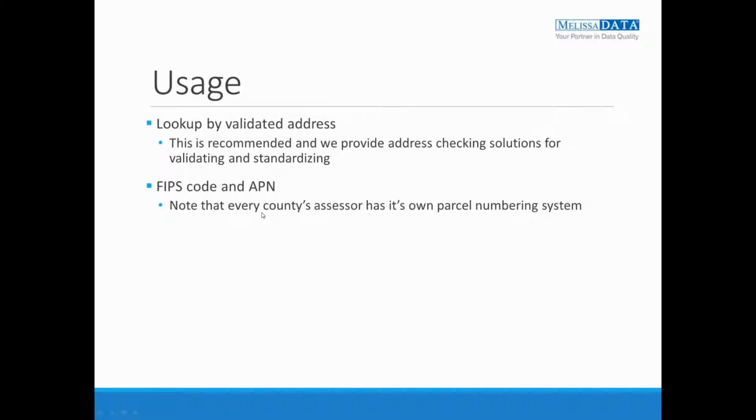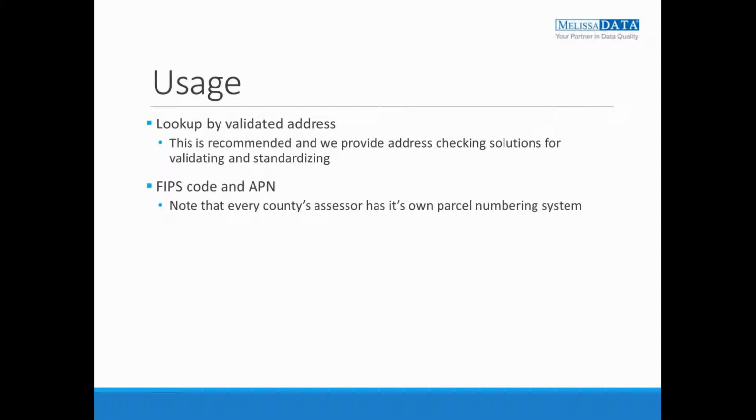Now, besides the address, there's another way you can look up properties, and that's using the FIPS code and the APN. For those not familiar with those terms, the FIPS code is a number that corresponds with a county. Every county has its own FIPS code. And then there's the APN, which stands for the assessor's parcel number. Basically, it's a number generated by the county assessor and given to a property. Every property that the assessor has recorded has its own unique parcel number.